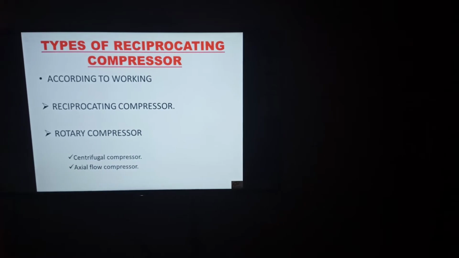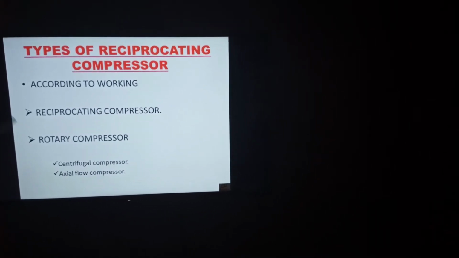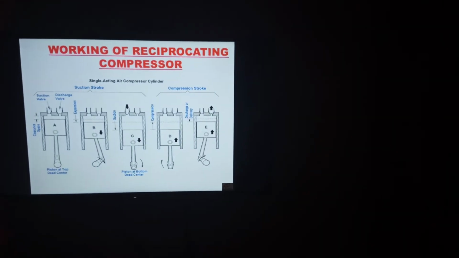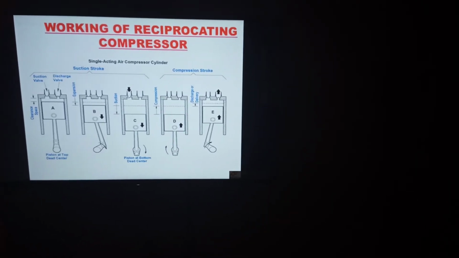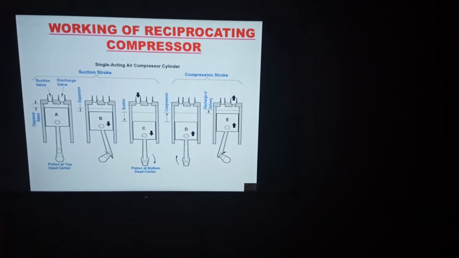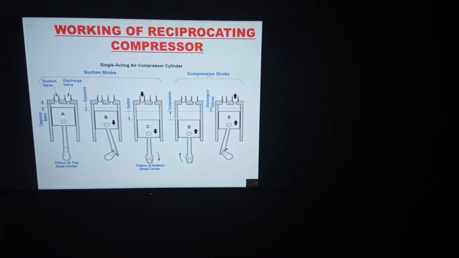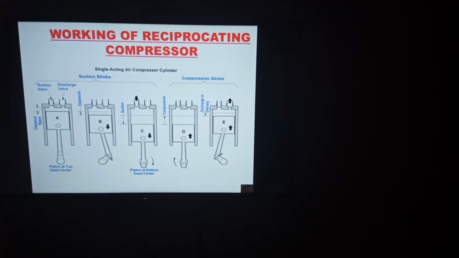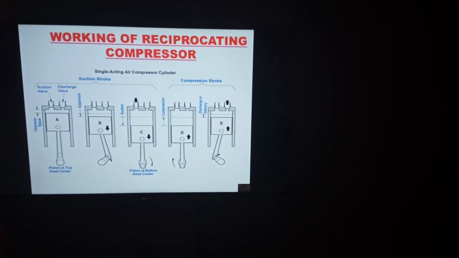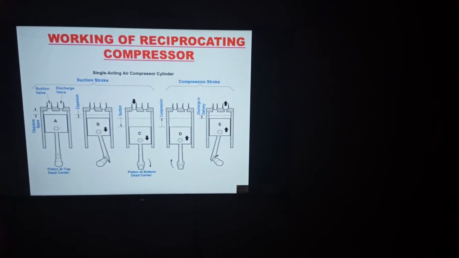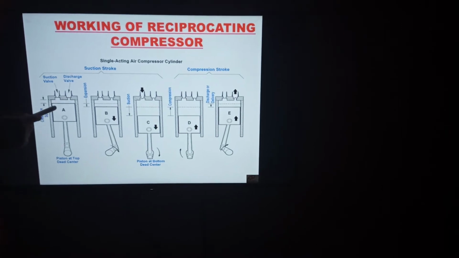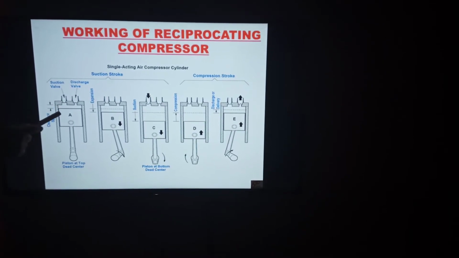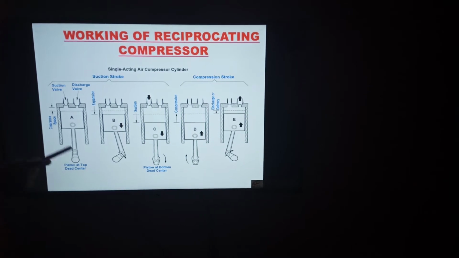A reciprocating air compressor is one where the compression takes place due to reciprocating, that is linear, motion. Now, this shows the working of a reciprocating air compressor. Before that, just understand that a compressor is a power absorbing device, because to initiate its operation we require a prime mover. The prime mover which is commonly used is the motor. The main parts of the reciprocating compressor are suction valve, discharge valve, cylinder, piston, connecting rod and crankshaft.